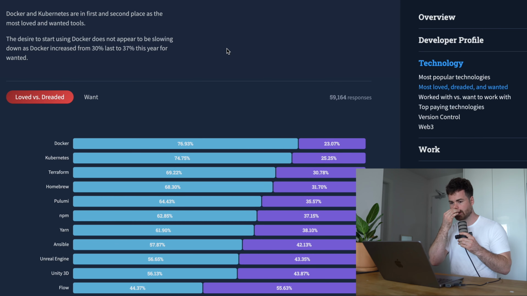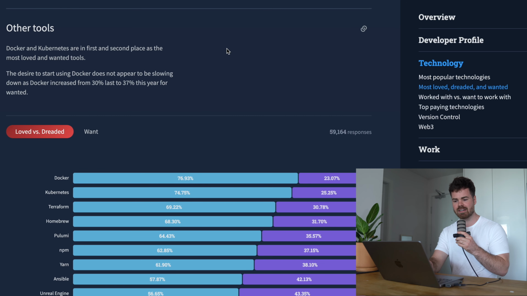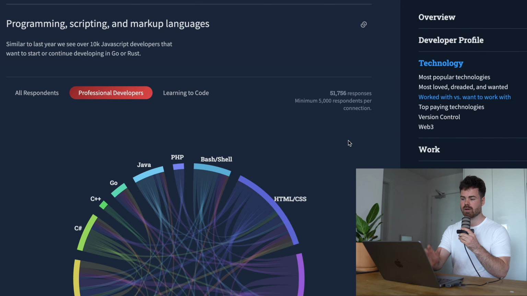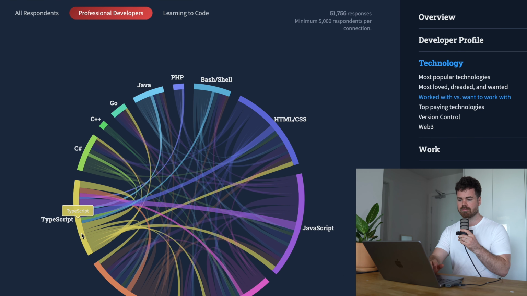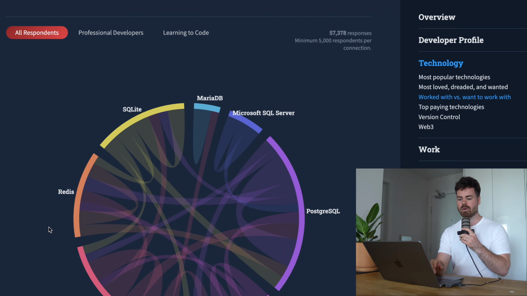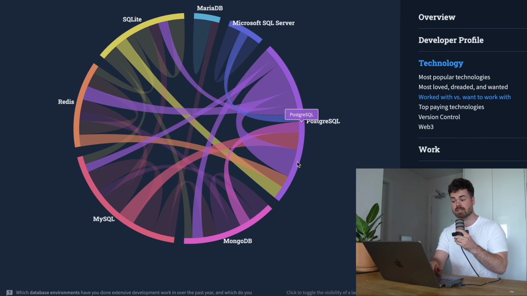Within other tools, we have Docker coming in as the most loved. Again, that's been pretty standard year over year. Kubernetes is coming in a close second there. This is quite a cool section as well, the worked with versus want to work with. You can have a play around with this. Basically, you'll be able to hover over and see the relationships between, say, for example, TypeScript with JavaScript, Python, SQL, HTML, Bash, and what technologies are using which. And they can give you an understanding of the thinking of what JavaScript devs are doing, or what people who are heavy into the Postgres land are interested in as well. So you can see those relationships.